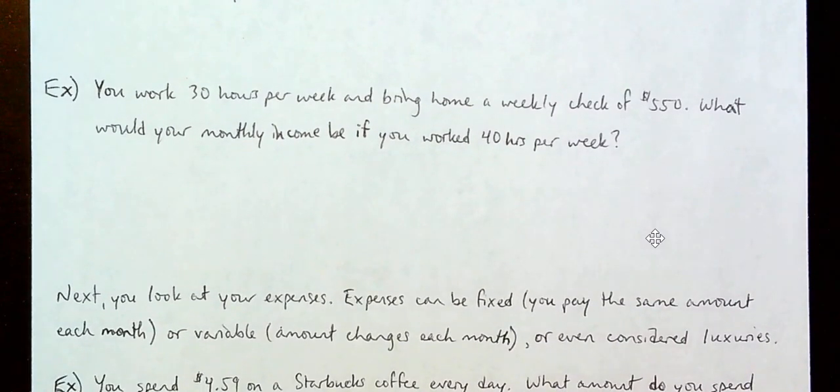Another sample problem here. You work 30 hours per week and you bring home a weekly check of $550. What would your monthly income be if you worked 40 hours per week? So this one's going to be a little bit more complicated. We're going to have to do a few calculations in here. We know that working 30 hours per week, I get a check for $550. I can use that information to figure out what I make per hour.